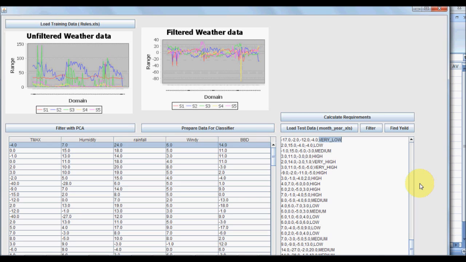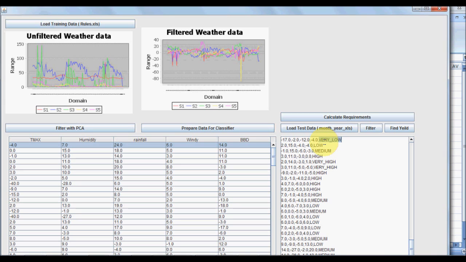Now the objective of this whole Java based module is to take the month's temperature as input, filter it with principal component analysis, and then classify each date's data with this tree-based classifier to know what every date results in, whether it results in low predictability, low error, low disease, high disease, whatever.